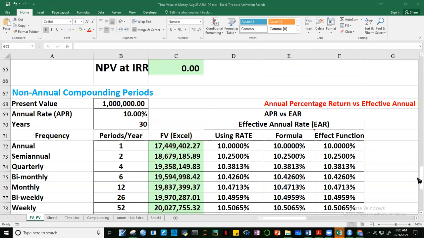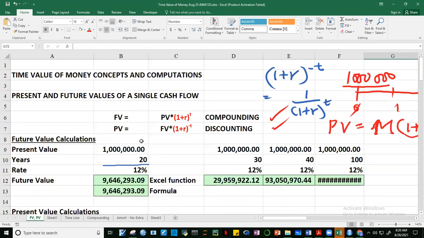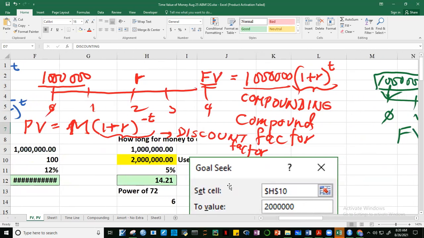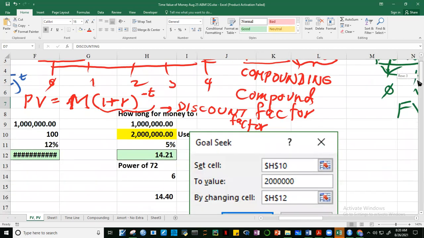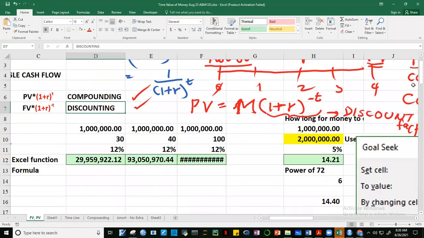Okay, so this ends our discussion of this worksheet. Review lang natin guys. In this worksheet, we learned how to do compounding or discounting. Okay, when we say compounding, we are getting the future value. When we say discounting, we are getting the present value. We even learned how to compute for the number of years it takes to double our cash flow, our funds. Okay, we also use the power of 2, or we learned how to use the goal seek.